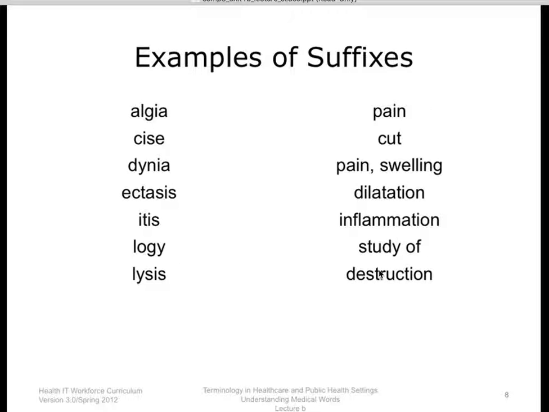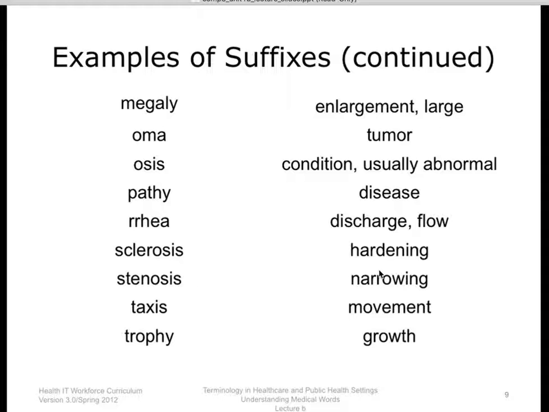Here are some examples of a suffix. We talked algia on the last slide. That means pain. Size means cut. Dynia means pain or swelling. Ectasis means dilation or dilatation, as you'll sometimes hear it pronounced. Itis means inflammation. Logi means study of. Lysis means destruction. Megali means enlargement or large.